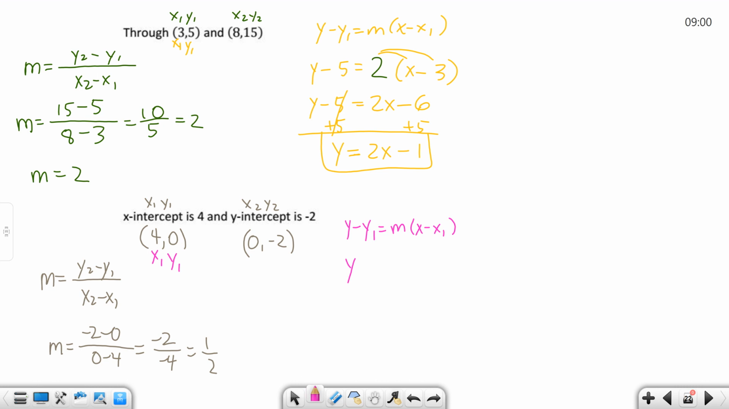So y minus 0 equals 1/2. And some of you say, well, Mr. Guess, if I got a 1/2 for an m, I want to pick my x as 0 so I don't have to distribute the 1/2. You can do that. That's completely fine. All right?